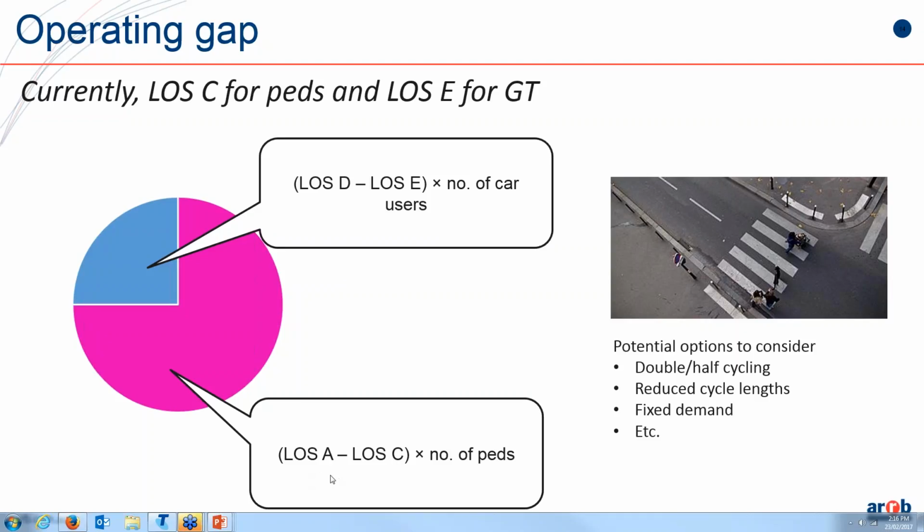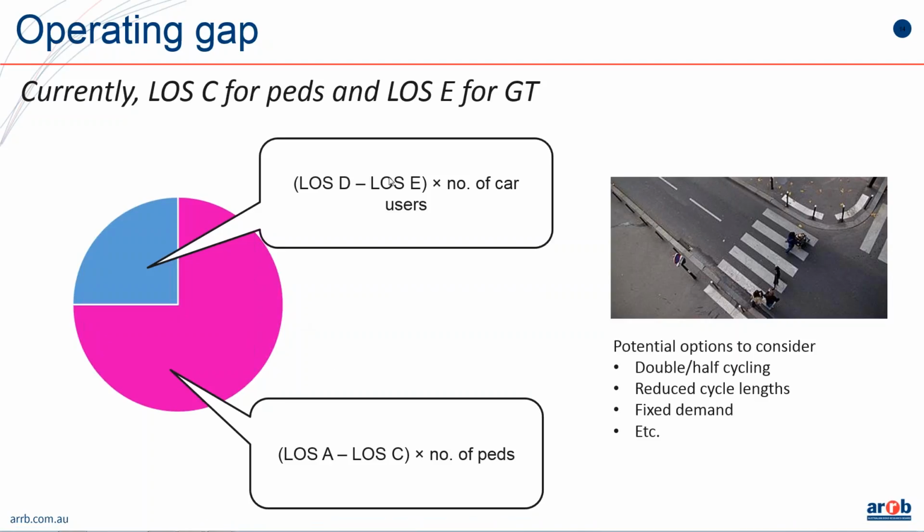The same thing we can do with pedestrians. Since it is strongly encouraged for pedestrians, if the current level of service is C, then level of service A minus level of service C, multiplied by the number of pedestrians, gives us the operating gap for pedestrians. Now what this means is that, assuming roughly equal numbers of pedestrians and car users, we can clearly see in the pie chart that the operating gap is much more problematic for pedestrians.